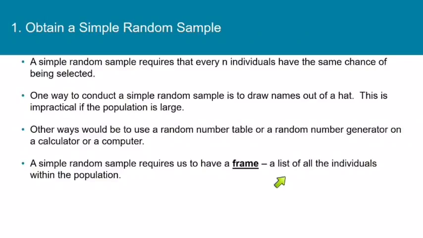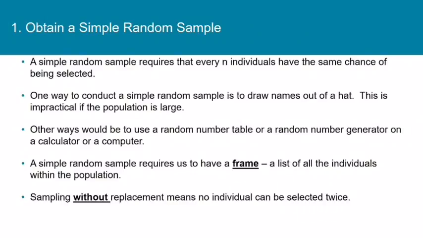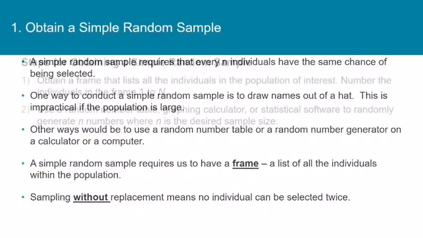A frame is a list of all the individuals within the population. And sampling without replacement means no individual can be selected twice. So the example we did a while ago with the girl with the concert tickets was a sample without replacement, because remember, they said that nobody could be chosen twice.